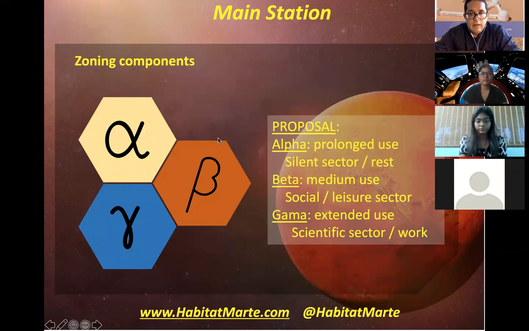Then we had a discussion with a Brazilian architecture student. Her name is Mariana Guerra, and she proposed not one habitat, but three habitats connected. And the names of these three habitats, these three models, would be alpha, beta, and gamma. Okay.